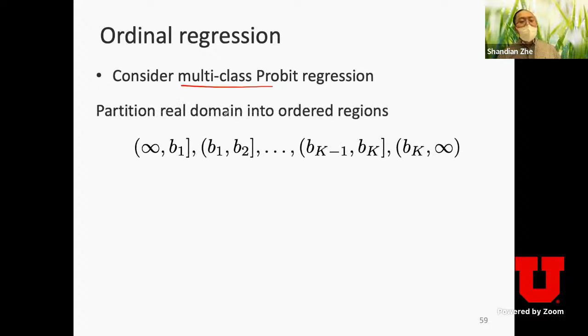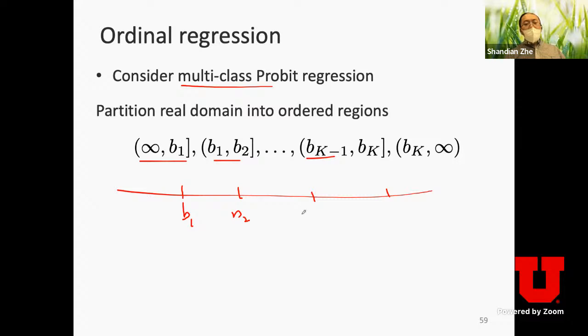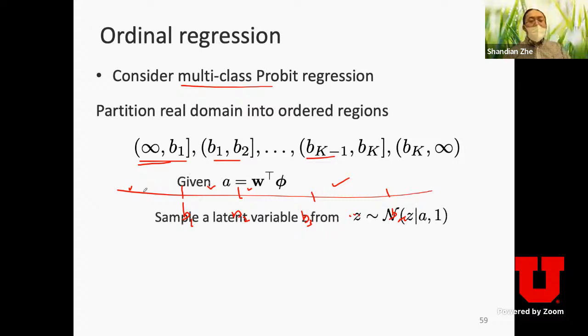How can we do that? We partition the real domain into some ordered regions. Right? So we have this line, and of course we can partition it into several regions. Definitely these regions can be viewed as having some order. This is B1, B2, B3, and this is BK. We're going to map each region to some ordered class. How can we do this mapping? Suppose we still have this score, a equals W transpose phi.